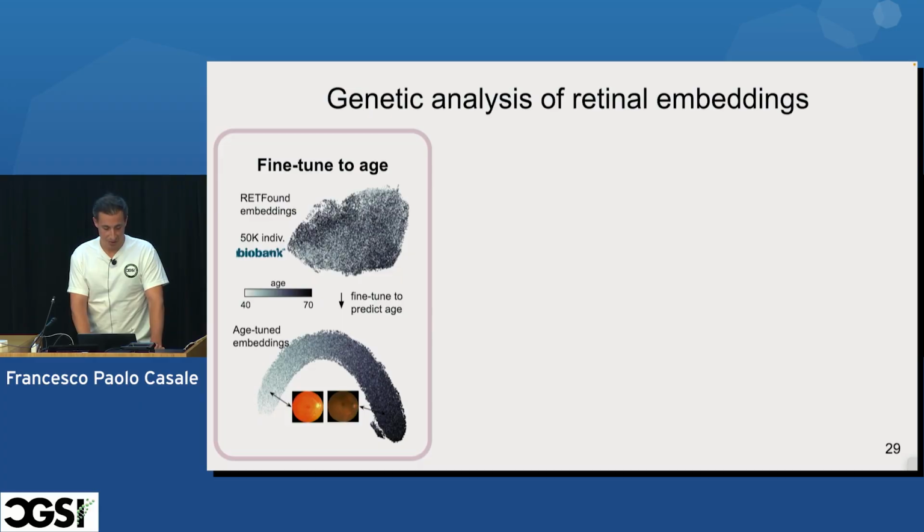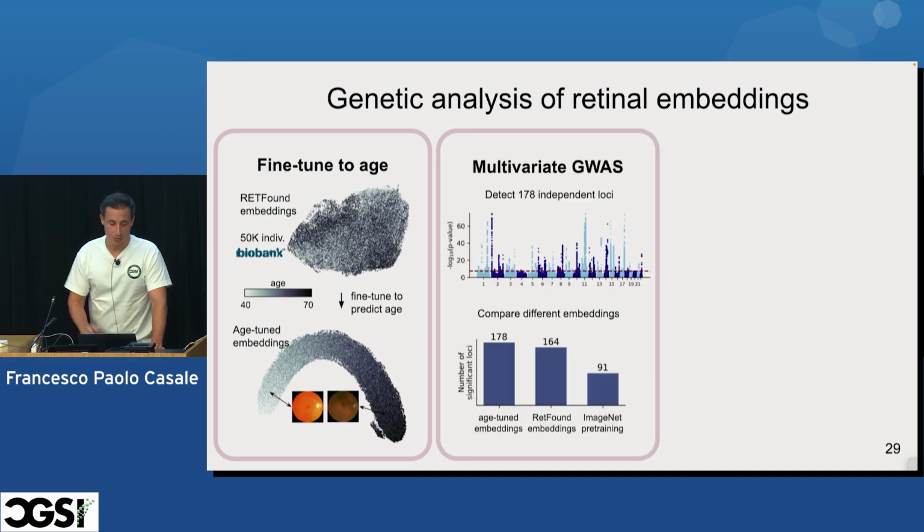Specifically, we fine-tuned the model a bit in the UK Biobank on the 50,000 individuals that have retinal images. And we fine-tuned that to predict age, because we want to prioritize processes associated with age, under the assumption that this will better capture disease processes, at least for age-related diseases. Then we do multivariate GWAS on these representations.